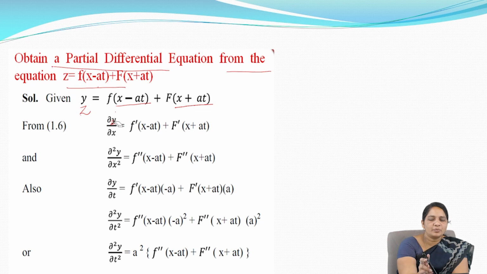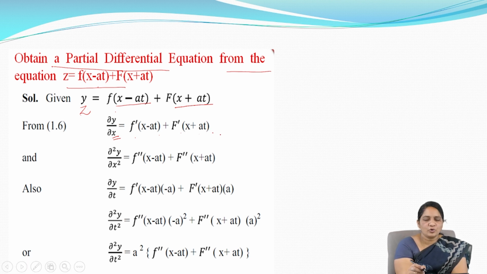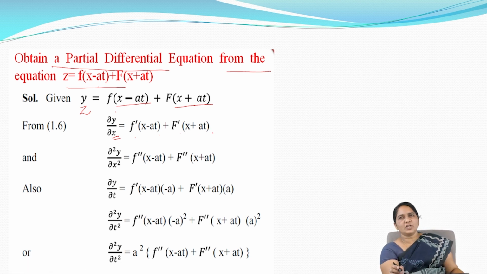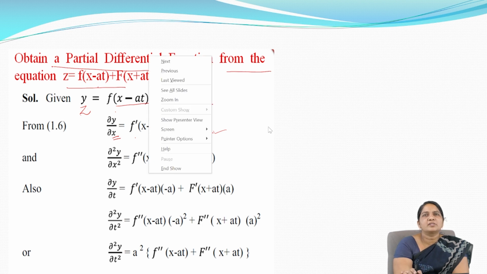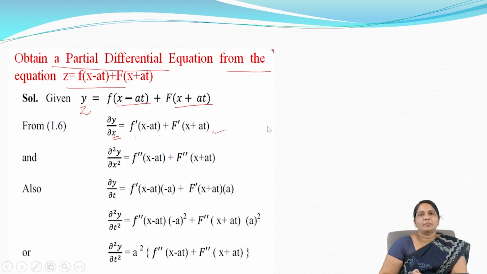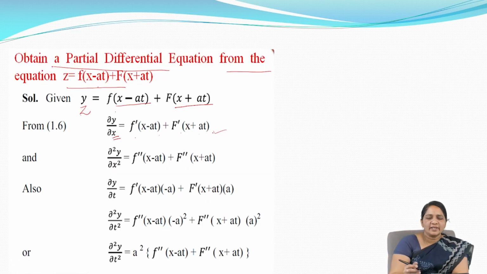According to the procedure, first I am doing partial differentiation with respect to x. So the derivative of f is f dash: f dash of (x minus at) plus f dash of (x plus at). Now here two functions are there. To eliminate these two functions, I have to do the partial differentiation two times. If one function is there, the simplification will be different according to the given problem, as I already told you. So here I am doing the same with respect to x again.